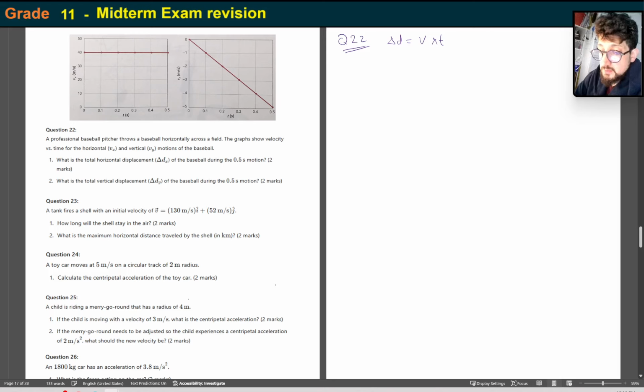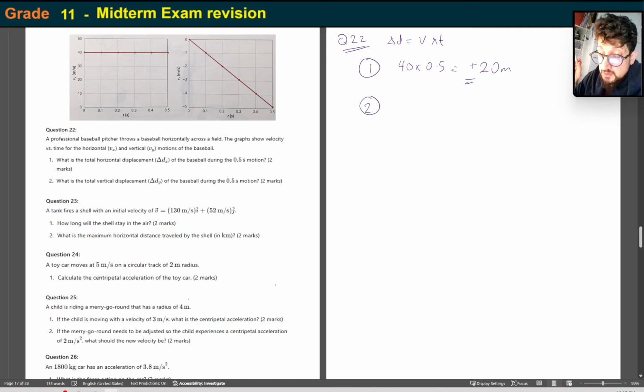So with that in mind, question 1 says, what is the total horizontal displacement? Dx. So this represents dx because you can see the x in there, and this here represents the y. So for the x, it's going to be 40, which is the velocity, multiplied by 0.5, which is going to be plus 20 meters. Now, the way I write plus is because it has direction and it's displacement. So plus 20 meters. What about number 2?